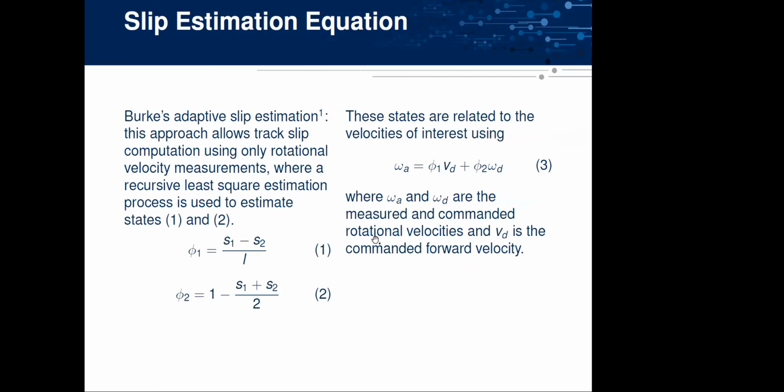So we used rotational velocity and a method that was proposed by Burke to calculate the adaptive slip estimation. We used equation 1, which calculated the slip for the left track, and equation 2 calculated it for the right track, because there are two different independent tracks. And from there, we used equation 3 to determine the overall rotational velocity, and that's where we result in our slip estimation.